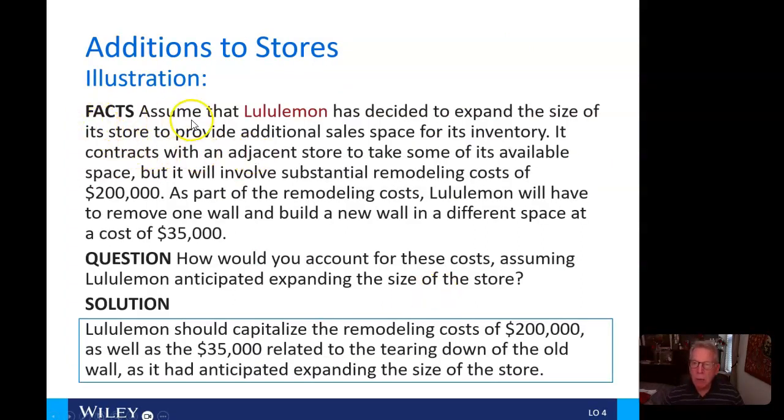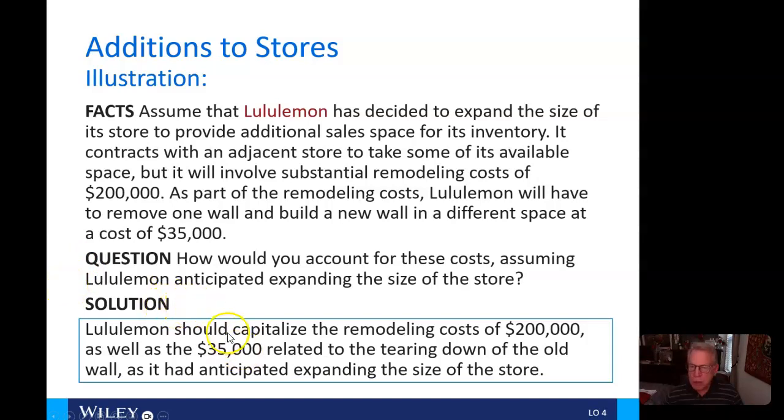Let's take a look at an example for Lululemon here. They've decided to expand the size of its store to provide additional sales space for inventory. It contracts with an adjacent store to take some of the available space, but it will involve substantial remodeling costs of $200,000. As part of the remodeling costs, Lululemon will have to remove one wall and build a new wall in a different space at a cost of $35,000. The question then is, how would you account for these costs, assuming Lululemon anticipated expanding the size of the store?